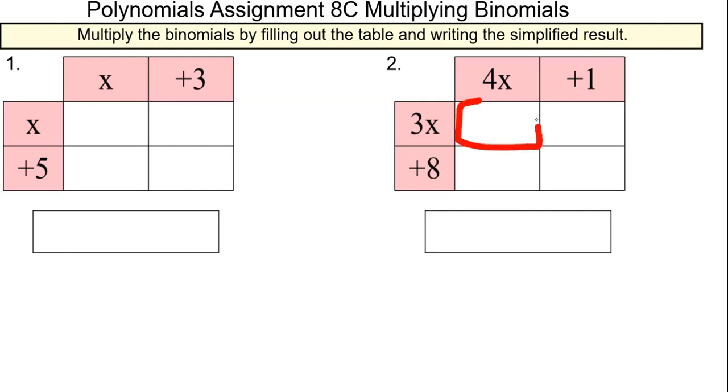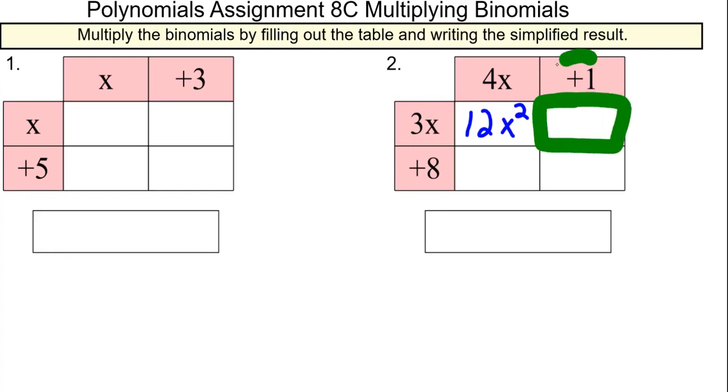Let's get this table value by multiplying what is above it and what is beside it. 4x times 3x is 12x squared. This value is the product of what is above it with what is beside it. 3x times 1 is 3x.